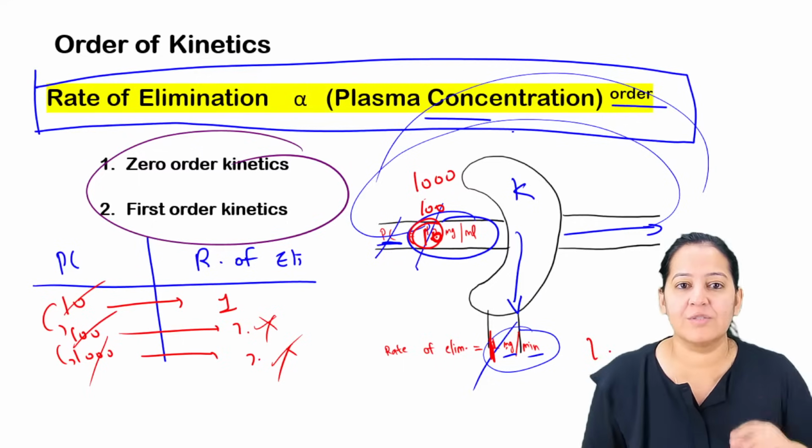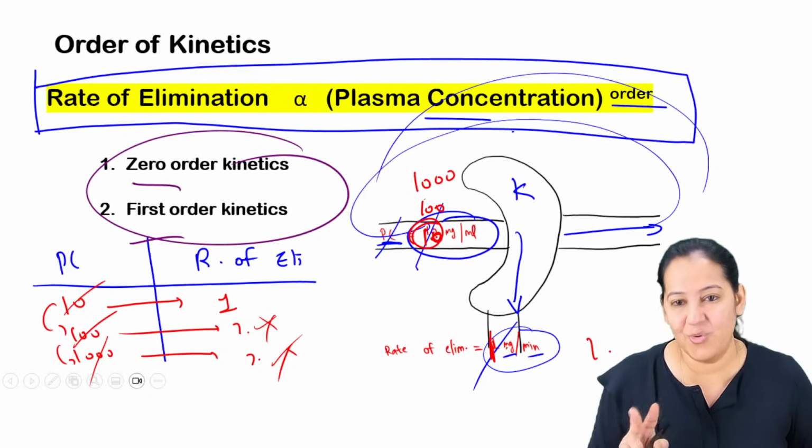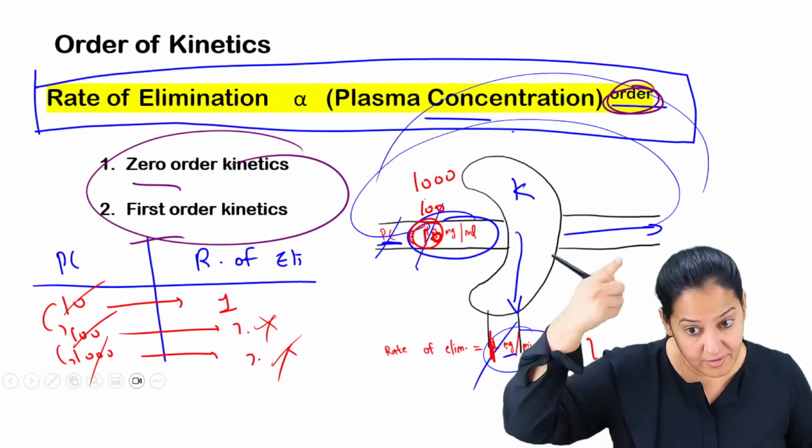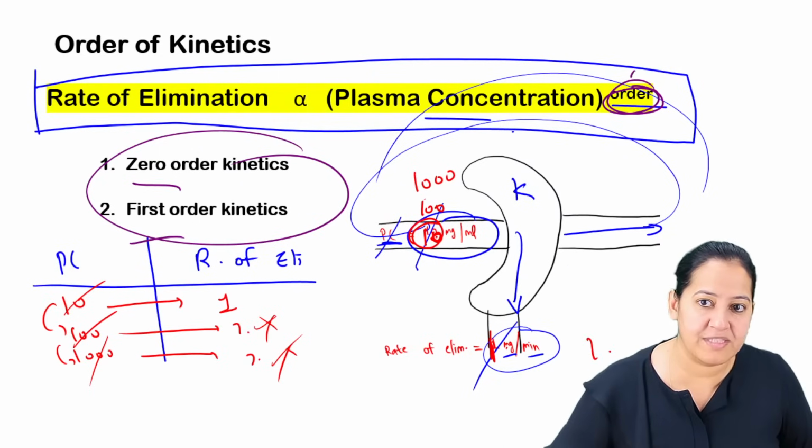You should ask me, ma'am, whether the drug is following zero order or first order. There are two orders. So first put here 0 and then put here 1, one by one. The order is in the power. In the power put 0, or in the power put 1. One by one we will see.